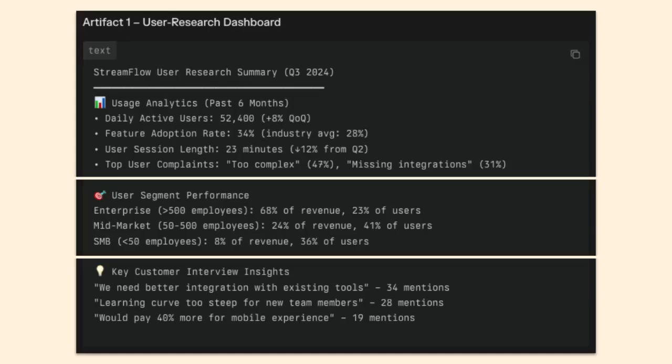To start, he sees that some key artifacts have been generated for students to read through and analyze before making their decisions. Firstly, the user research dashboard shows that 47% of users complain about complexity, session length is dropping 12%, but here's the tension. 19 customers mentioned they pay 40% more for mobile capability.